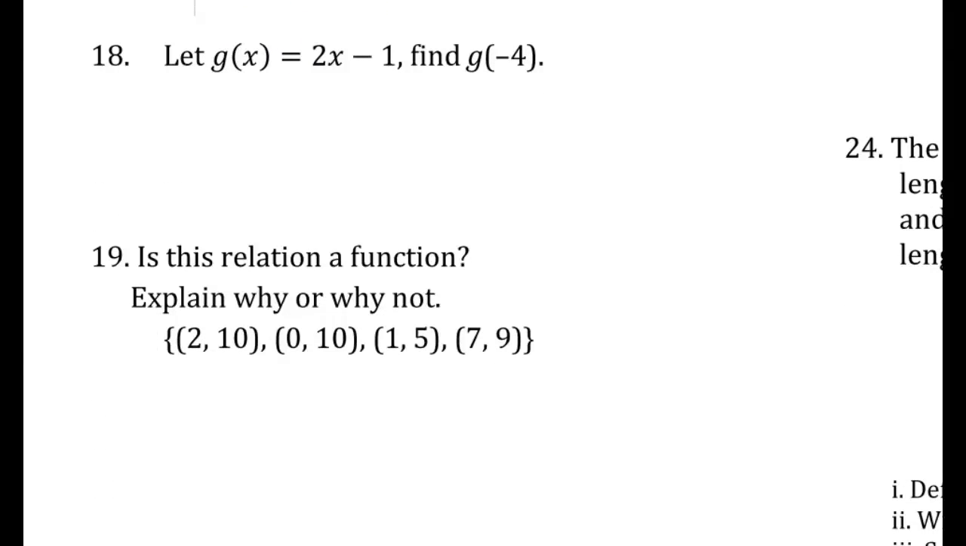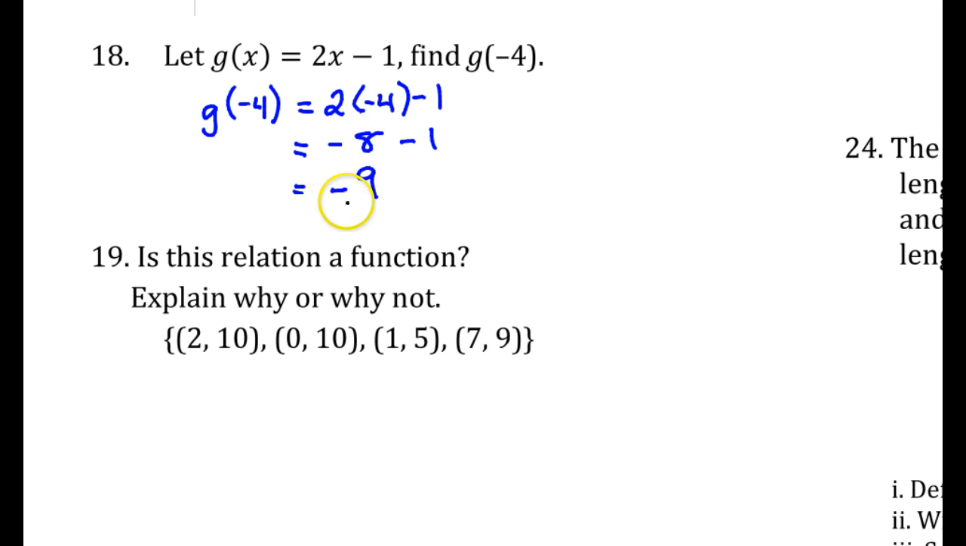And 18 is just another practice. So let's plug in -4 into here, and let's see what we get. -4, do some order of operations. -4 times 2 is -8. And -8 minus 1 is -9. So that means we plugged in -4, we got an answer of -9.